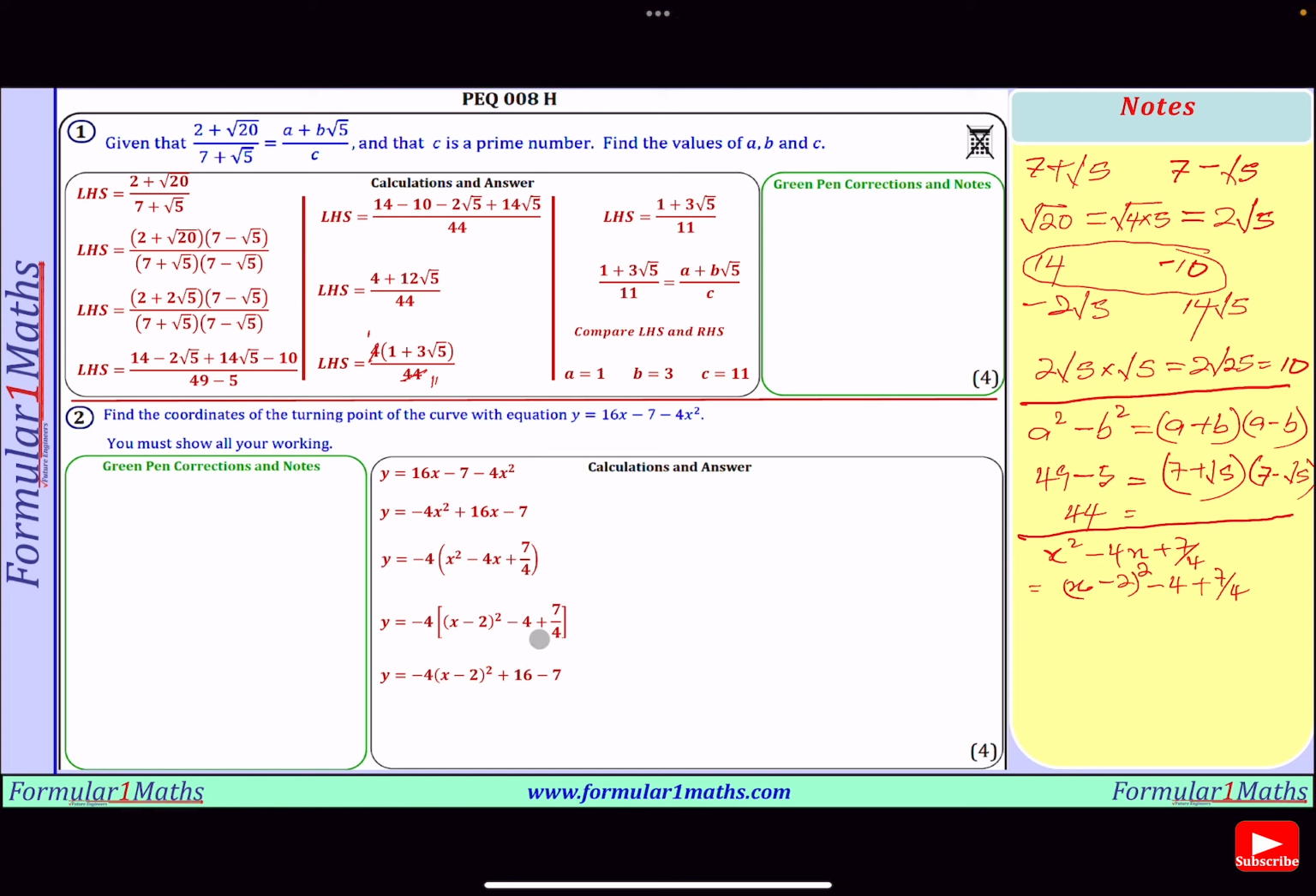Minus 4 times 7 over 4 is minus 7. But 16 minus 7 is 9. So the equation reduces to this. So I've finished completing the square.